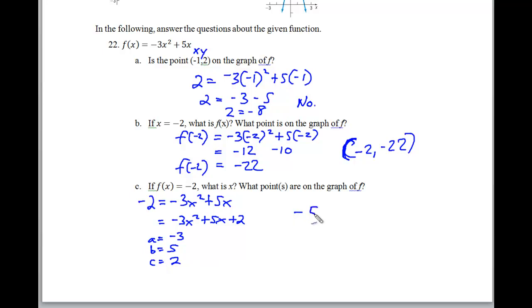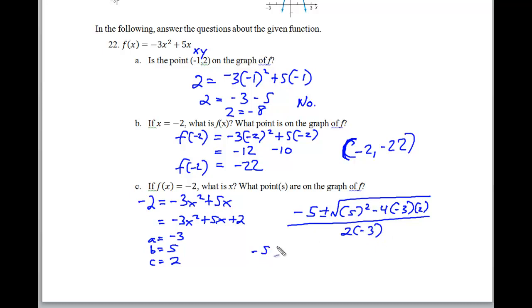So this is going to be -5 plus or minus the square root of b squared, 5 squared, minus 4 times a, -3, times c, 2, all over 2a, so 2 times -3. So I've got -5 plus or minus... now this is 25 plus 24 if you multiply these three numbers together. So this becomes the square root of 49, which is nice because that's an integer. So this is 2 times negative 3, which is negative 6. So now I have negative 5 plus or minus 7 over negative 6.